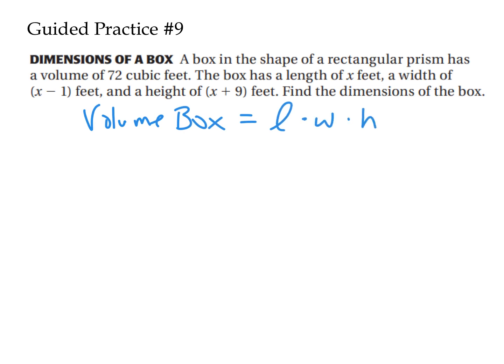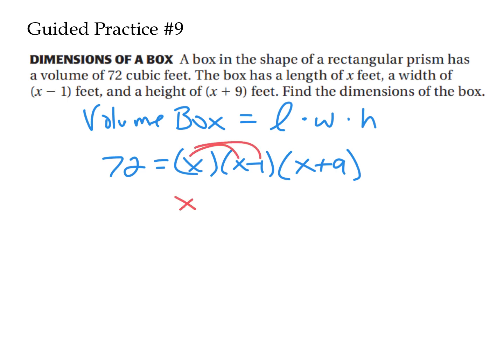So in this problem, they're telling us the volume is 72 cubic feet. The length is x. The width is x minus 1. And the height is x plus 9. Okay? And so now we have an equation we can solve. To solve this, we're going to have to multiply all that together on the right side. We can multiply the x into the parentheses here to start. We get x squared minus x. Then we'd have x plus 9. And the 72 equals is still part of our equation.